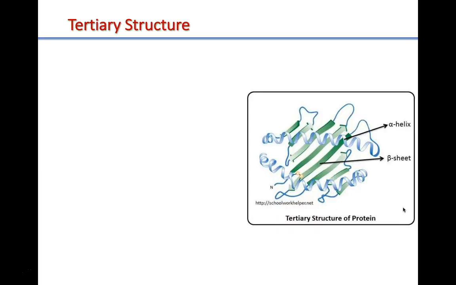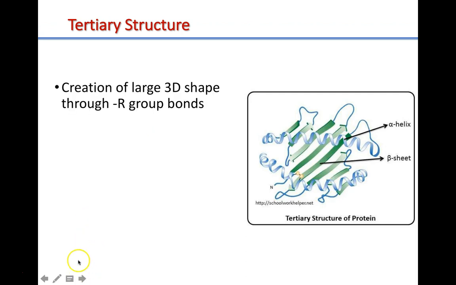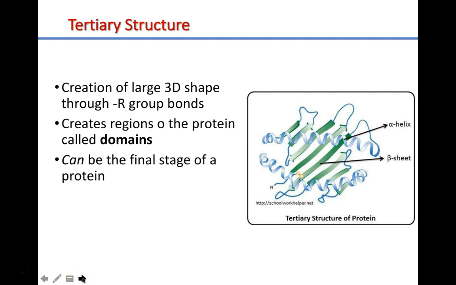All right, the final one is tertiary structure. So with our tertiary structure, basically what you have is, of course, your primary structure is just a string. Your secondary structure is either a beta pleated sheet or a coil. And your tertiary structure is where you take all of that and kind of ball it up together. So if you look within the tertiary structure, you're going to basically see all of the R groups that bond together. So the tertiary structure creates this big, large 3D shape that is formed through those R groups interacting.